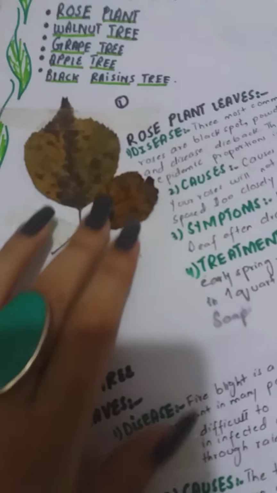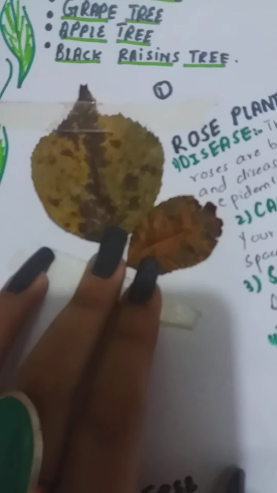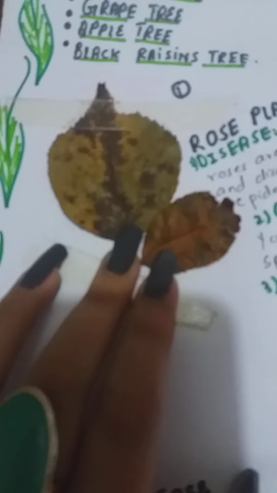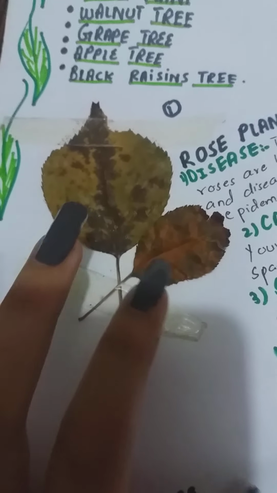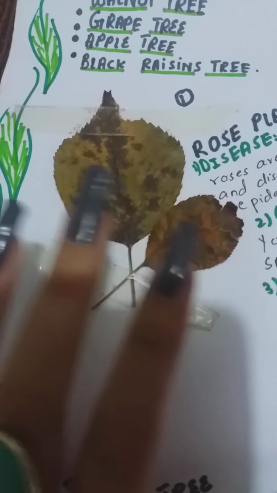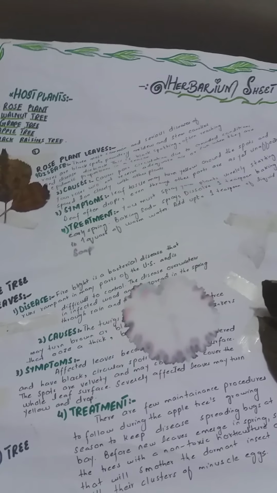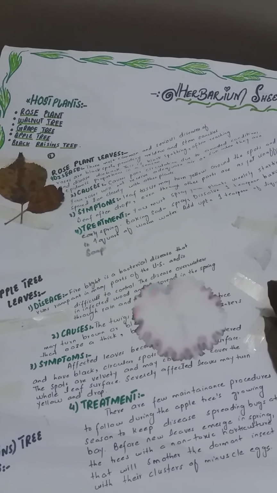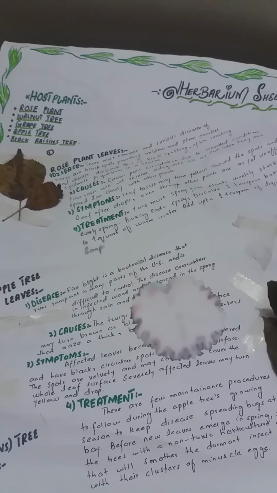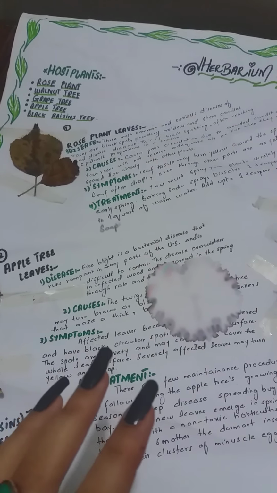Basically, this is a rose tree leaf. As you can see, some types of diseases occur on that. I'll explain what diseases occur on that leaf and their causes, treatments, and symptoms. The most common and serious diseases that occur on rose plant leaves are powdery mildews, black spotting, stem canker, and dieback.